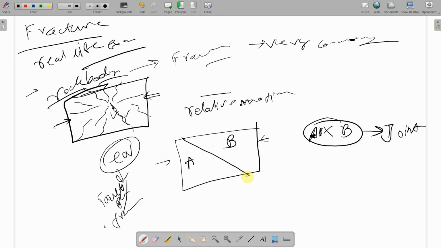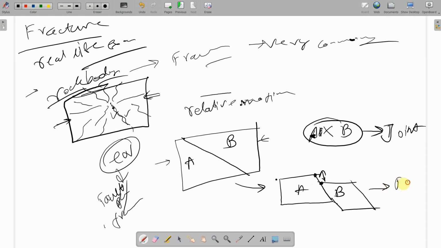If there is a relative movement between A and B, like this is block A, this is block B. This point on B was initially at this point. So there is a displacement, and then it's called a fault. Let's make a 3D diagram.